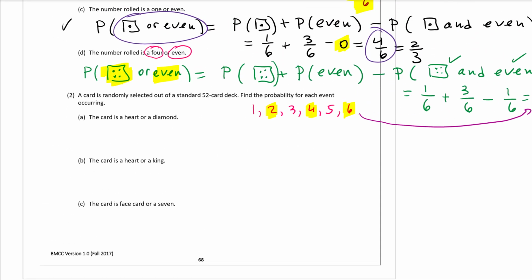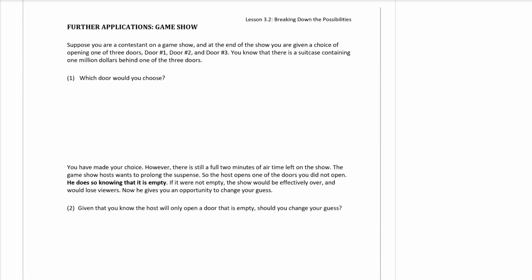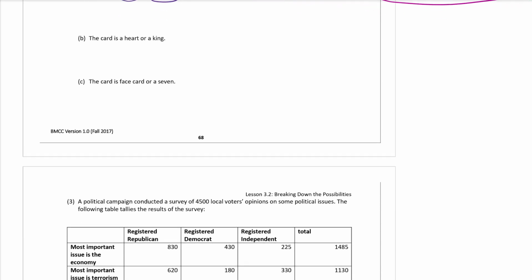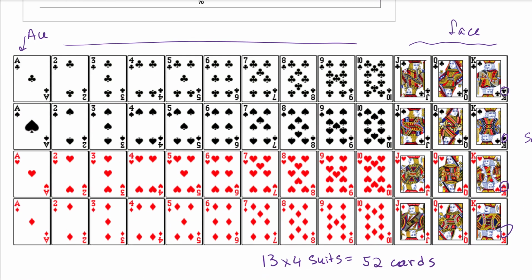Alrighty, so having that picture in mind, we can go ahead and answer some of the questions right there. So this is an OR probability. We're going to select a card at random from a deck, and you want to find the probability that the card is a heart or a diamond. So heart or diamond. And if you need a picture, it's right here. These are the hearts, and here are the diamonds.